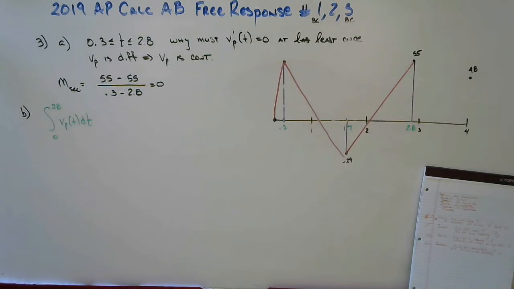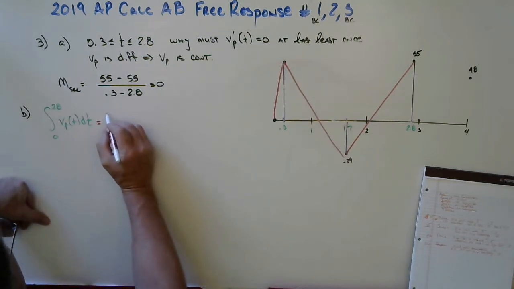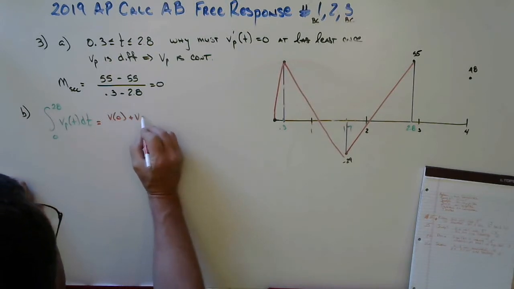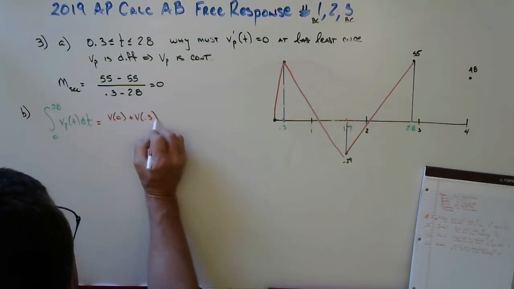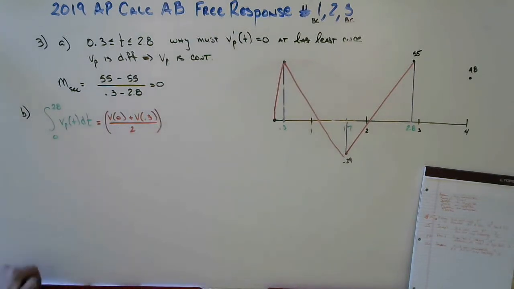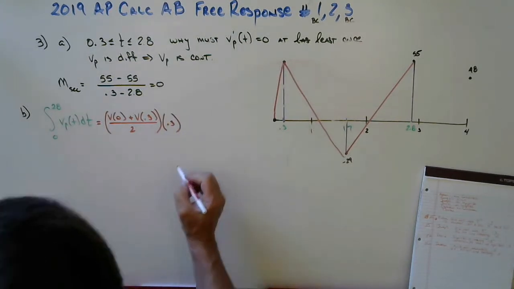So what do we remember about the trapezoid rule? Well, we take the average of the two endpoints times the width. So here we would have v of 0 plus v of 0.3 divided by 2. That's our height, times the width. The width here would be 0.3.